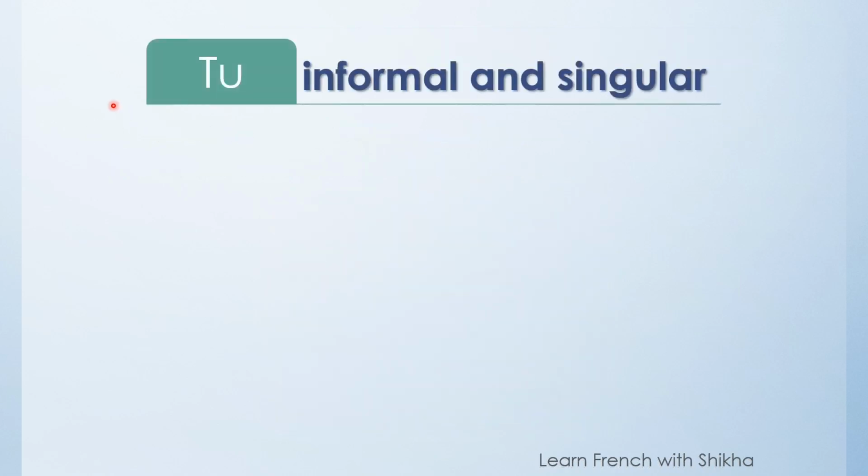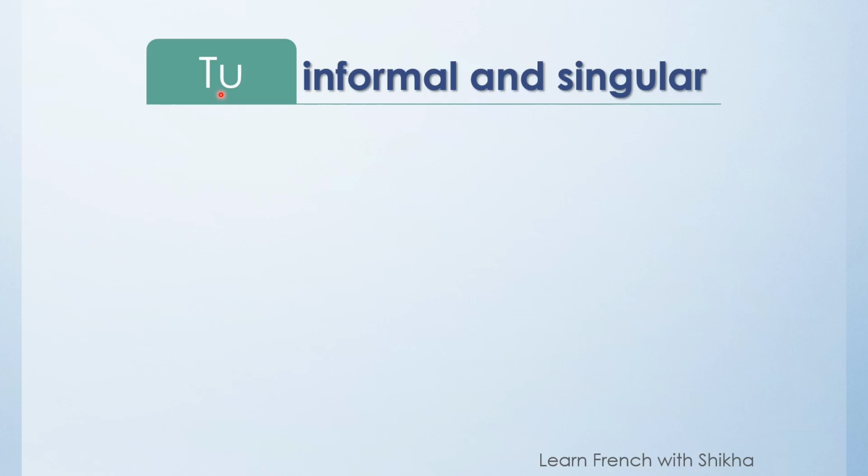So now we are going to discuss tu and vous using examples, how they are used in informal and formal form and singular and plural form. The first one we are going to do here is tu, informal and singular. So tu can only be used in informal form and the singular form. It cannot be used as a formal form or a plural form.